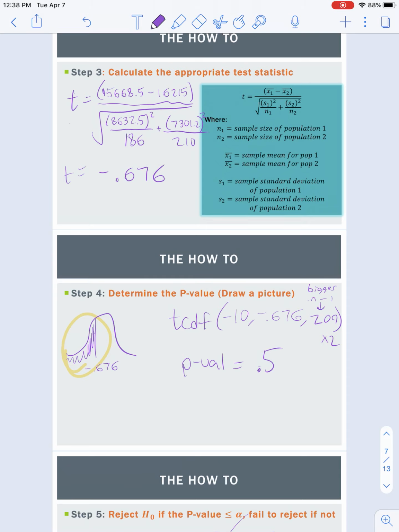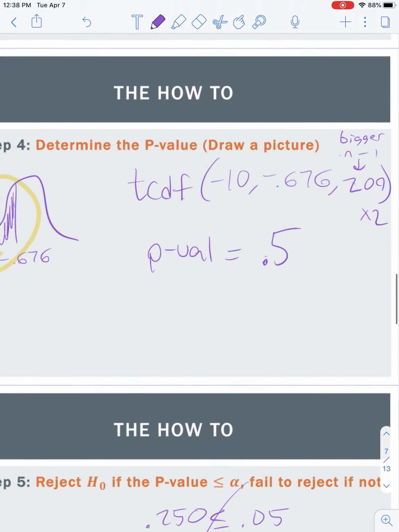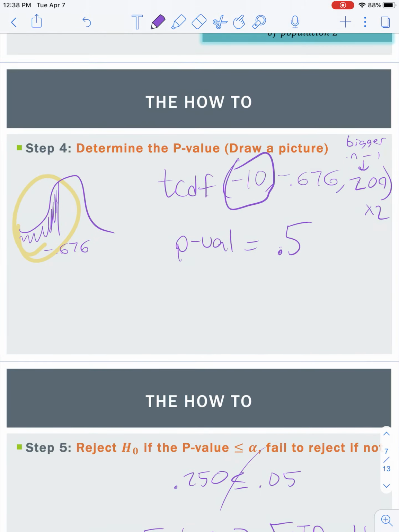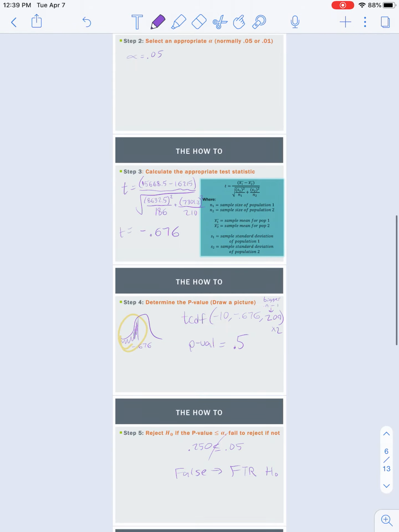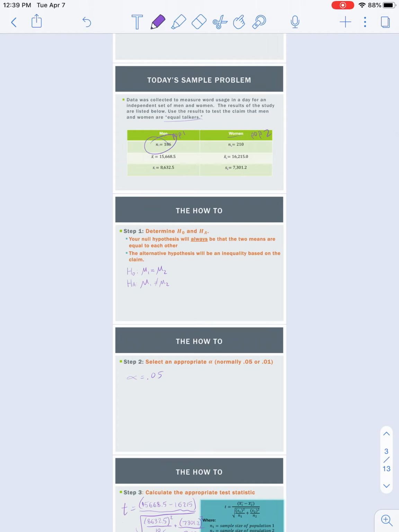Now, something you might notice about this problem, it's a little weird. I'm going to the left, so negative 10, that's not weird. There's my test statistic, that's not weird. This is a little weird. Remember T needs degrees of freedom? Well, for degrees of freedom, we're going to take the larger n from the two samples. So two samples had a 186 or a 210 as their n's.